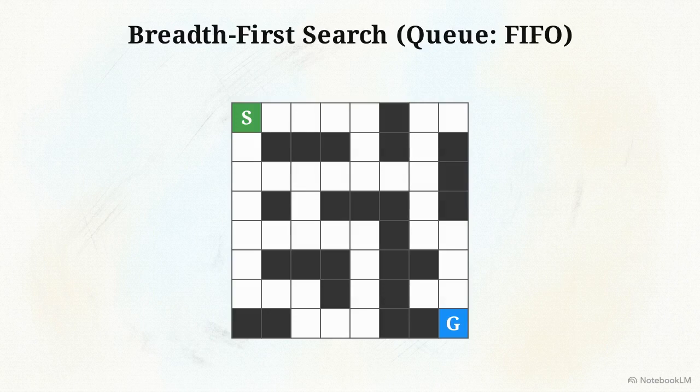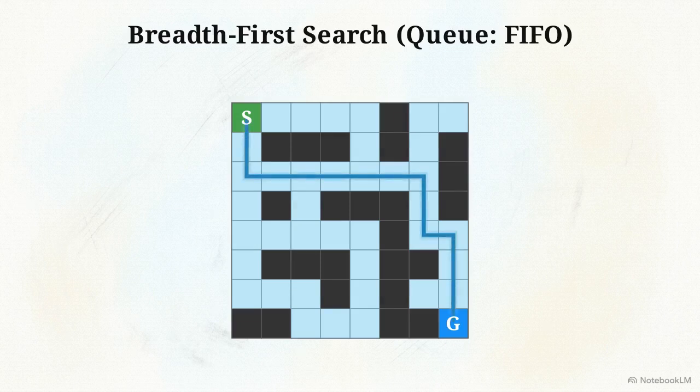In the same maze, breadth-first search replaces the stack with a first-in, first-out queue. Instead of diving deep, it explores the environment outward layer by layer. In unweighted environments, this structural change ensures the algorithm will find the absolute shortest path.